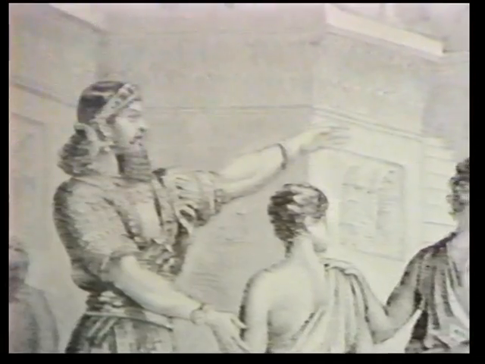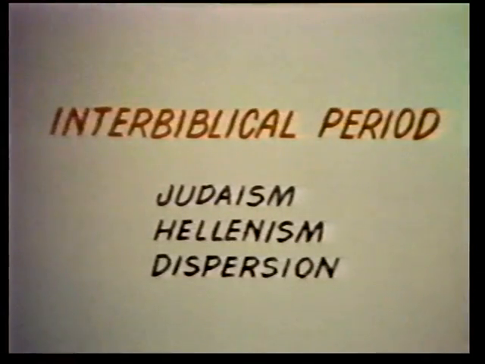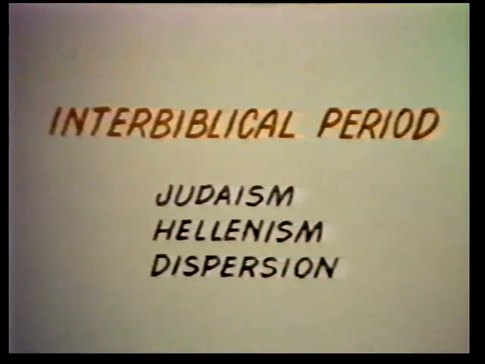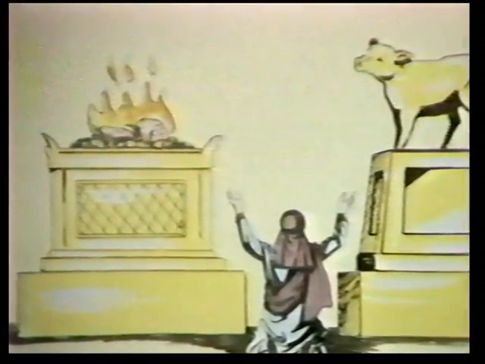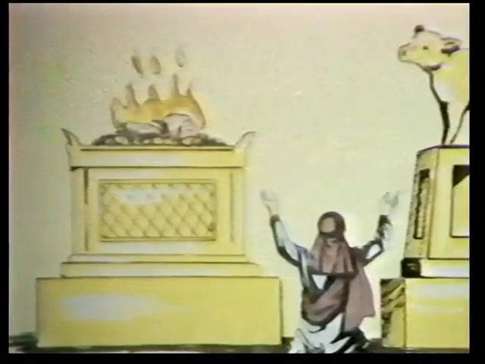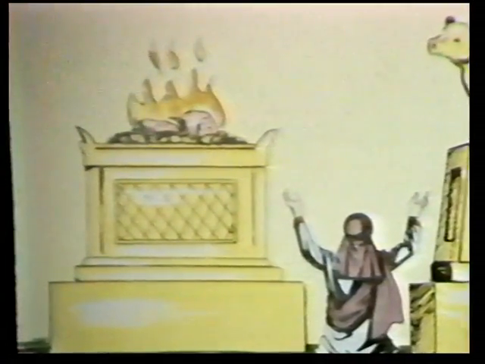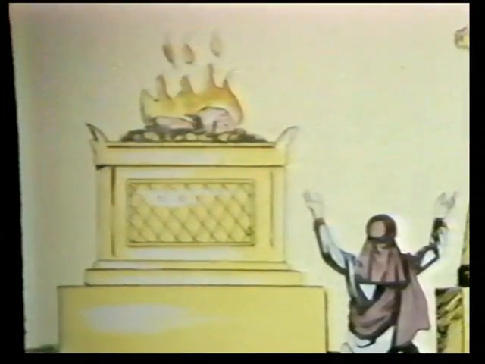The chief events of the interbiblical period may be summed up in 3 words: Judaism, Hellenism, and dispersion. As we have noted, Judaism as a religion was actually formulated during the interbiblical period. In pre-exilic Palestine, the chief danger of the nation had been idolatry, but the chastisement of the exile had corrected that tendency forever. And henceforward the Jews, wherever they might be living, were uncompromisingly monotheistic.